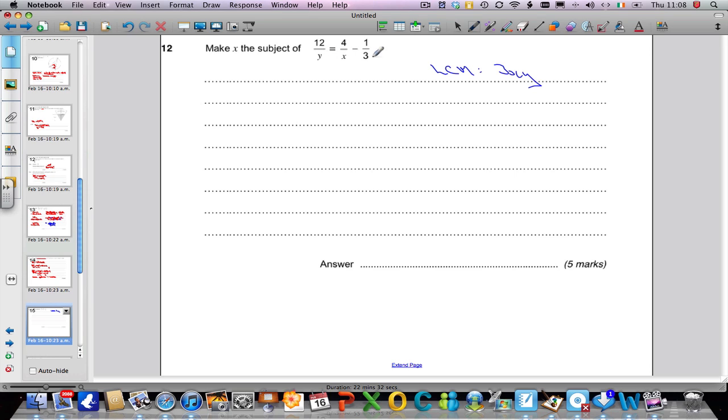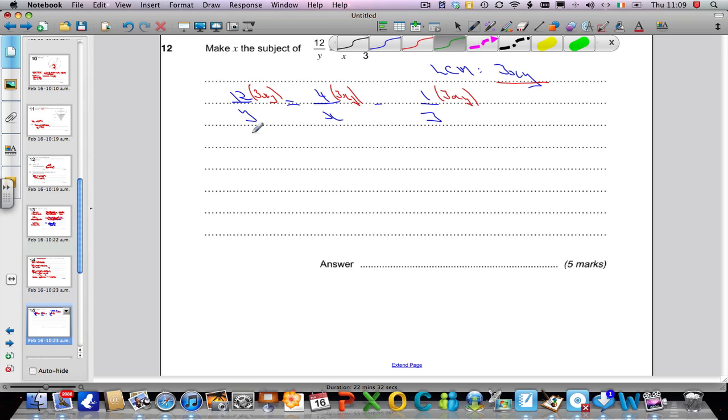Okay, so literally just multiply all these together. So if we write down this again and leave a little bit of space, hopefully you can see clearly what's going on. So you get 12 over y equals 4 over x, over 1 over 3. I'm just going to leave a little space so you can see what I'm going to do. And I'm going to multiply absolutely everything by 3xy: multiply that by 3xy, multiply that by 3xy.